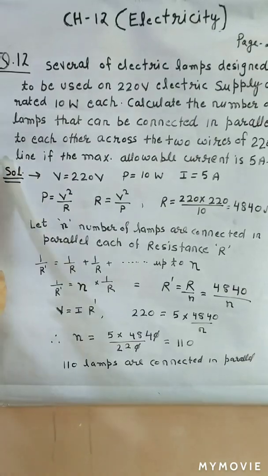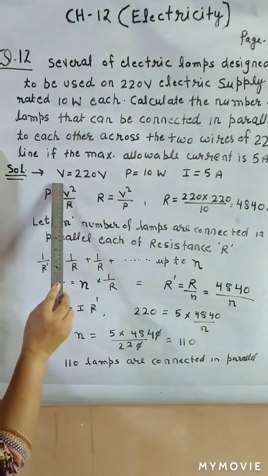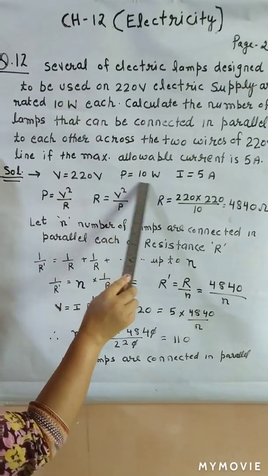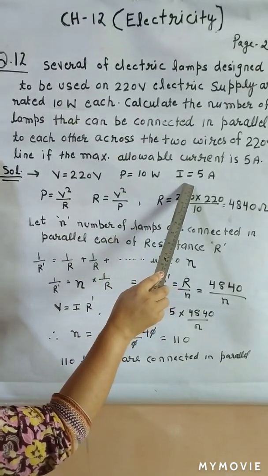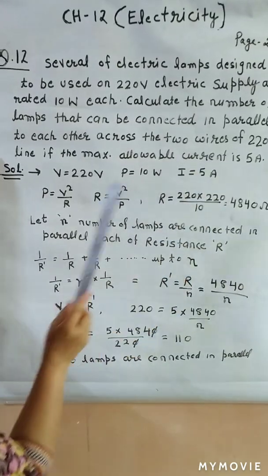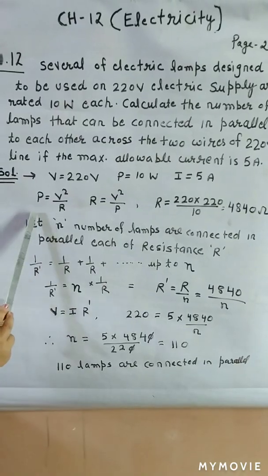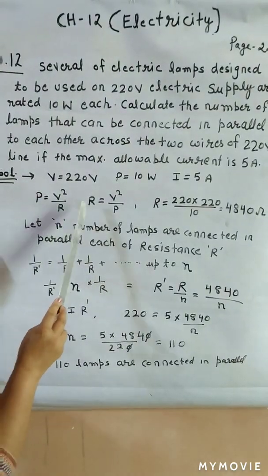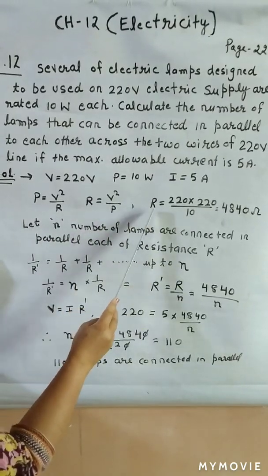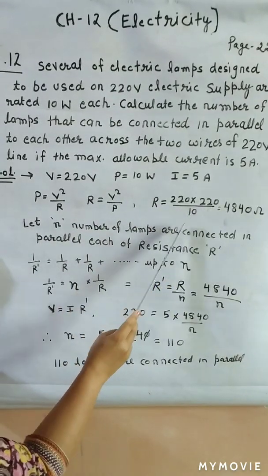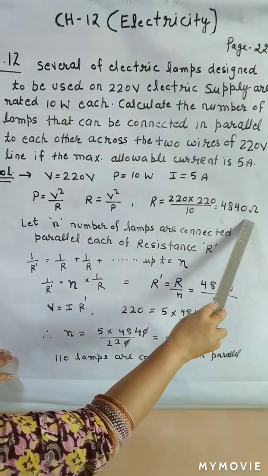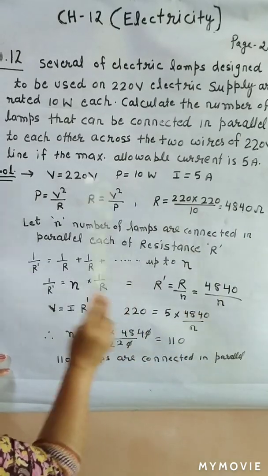So what have you understood from the given statement? V, the potential difference, is given as 220 volt, the power of each bulb is given as 10 watt, and when they are connected in parallel with each other, the total current they draw in the circuit is 5 ampere. So using the power formula P is equal to V square by R, we will calculate the resistance of each bulb. That is, R is V square by P. So R is 220 into 220 over the power of each bulb, so we will get 4840 ohm. This is the resistance of each bulb.